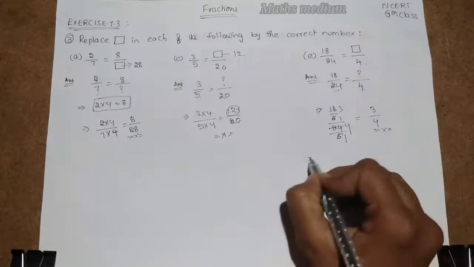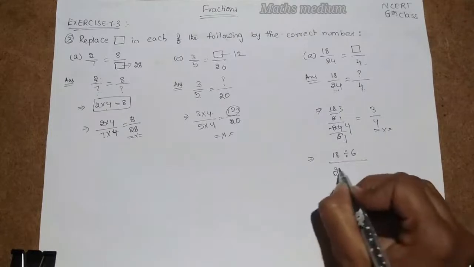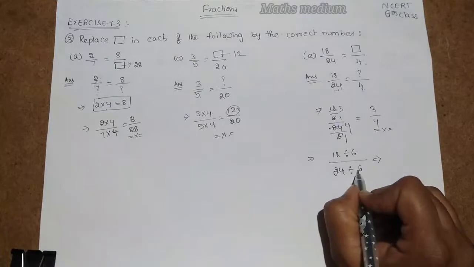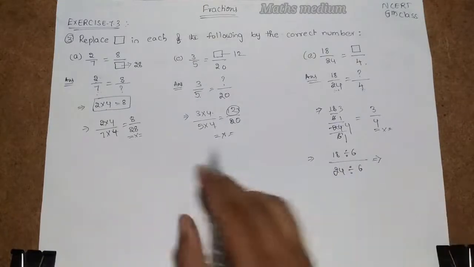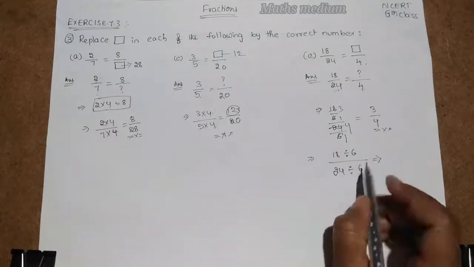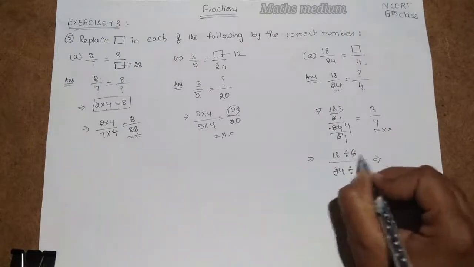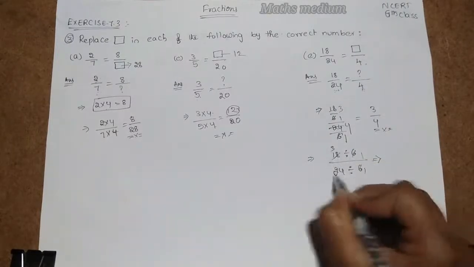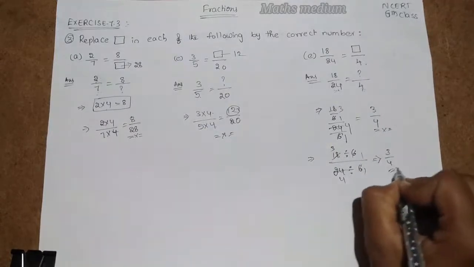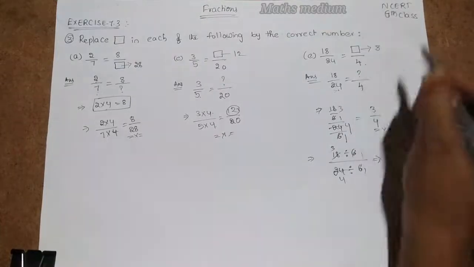So I am writing clearly here. 18 divided by 6, 24 divided by 6. So both numerator and denominator are divided by 6 only. Here we are using multiplication, but coming to here we have division, that is divided by the same number. So 6 1s are 6, 6 3s are 18, 6 1s are 6, 6 4s are 24. So we get 3 by 4 as the answer. So in this fraction we have the numerator as 3.